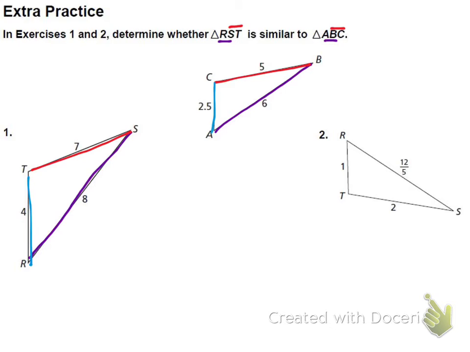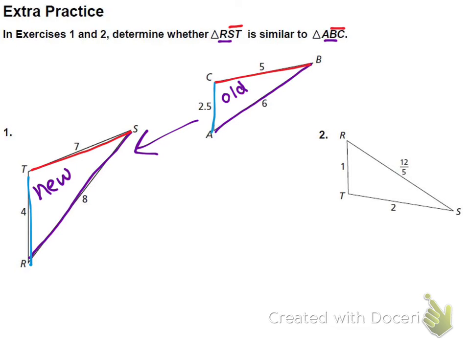So we're going to do the same thing. So this one, ABC is the old, if you will. So we're trying to see if ABC became RST. Okay, so we'll call this the new.